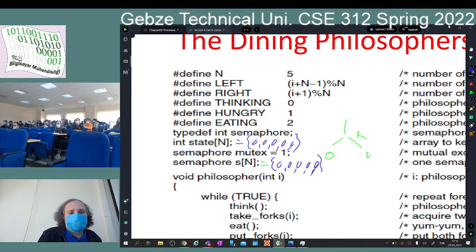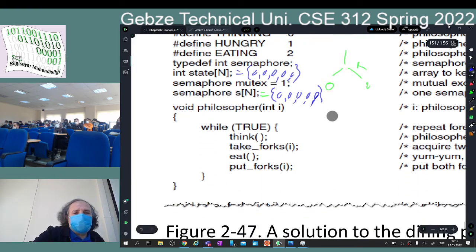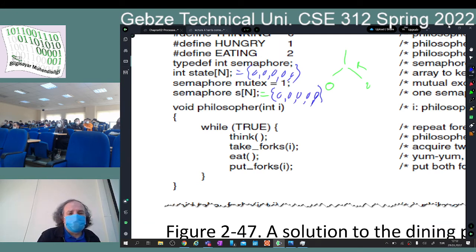They are all thinking. So the philosopher i, let's say it is 0, thinks, takes forks, eats, and puts forks. That's what it does. The philosopher number 0 or number 1 or number 2 doesn't matter. Okay, I can make n as large as I want. So let's look at this.